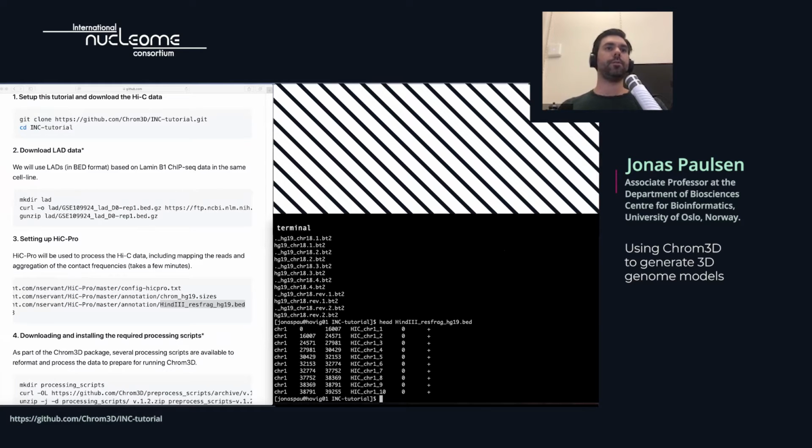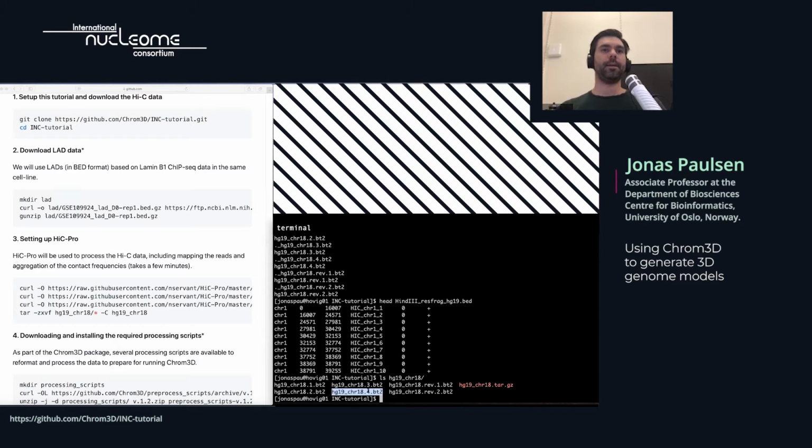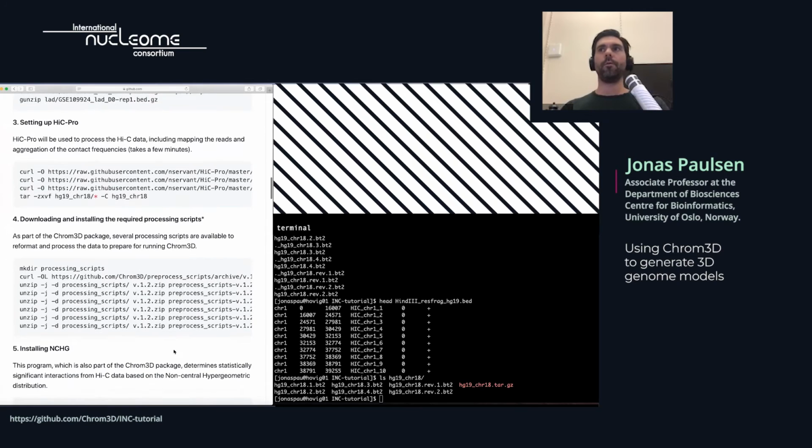I'm showing it to you here. This is just another BED file giving the chromosome start and end position of all of the restriction fragments on human genome version 19. Yes, and then we unzip the Bowtie 2 indexes into this folder. You can see them here. So far, so good. I'll move on to step number 4.